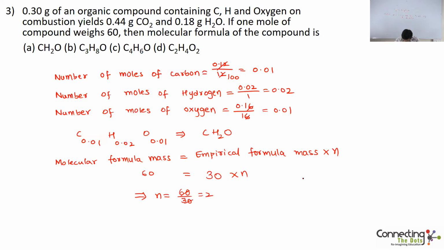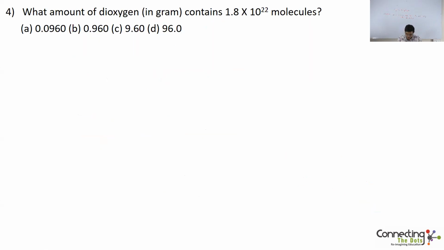So it's basically (CH2O) N, and your N is nothing but 2. So (CH2O)2 is equivalent to C2H4O2. So this will be your molecular formula, C2H4O2. If you look at the options, D will be the correct answer. So that's how we calculate the molecular formula of a compound. Okay, let us look at the next question.